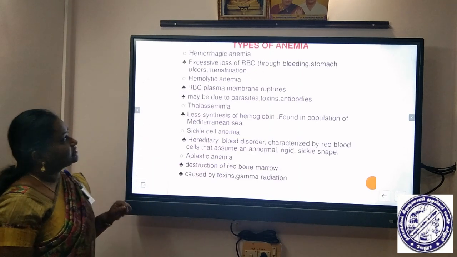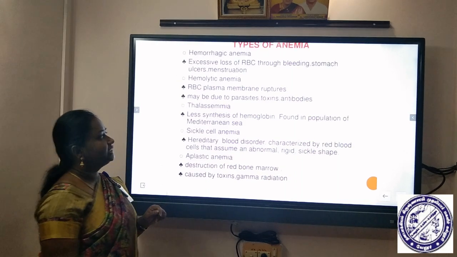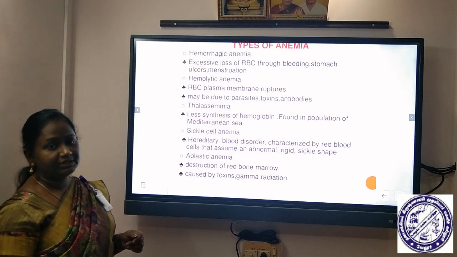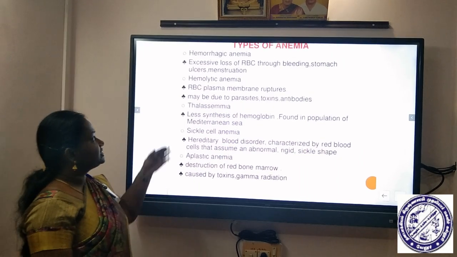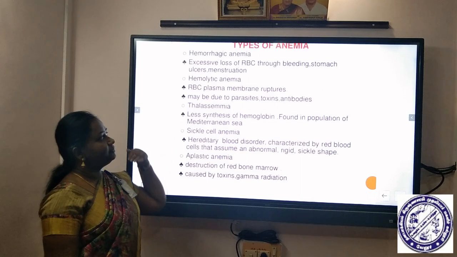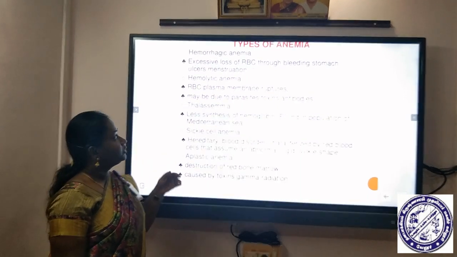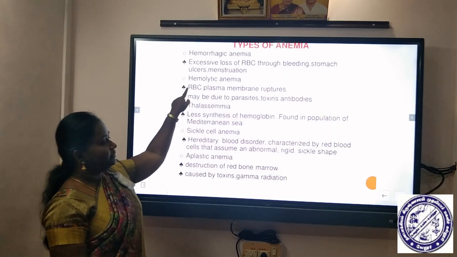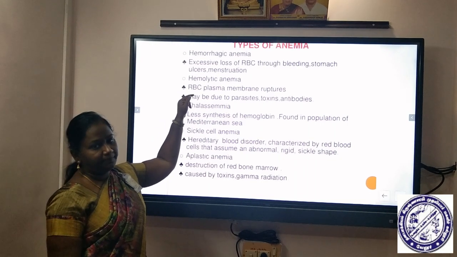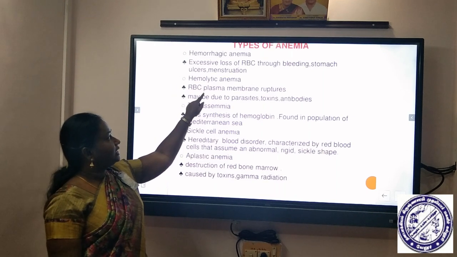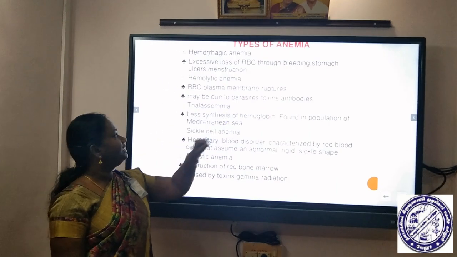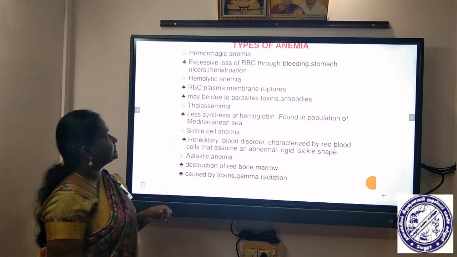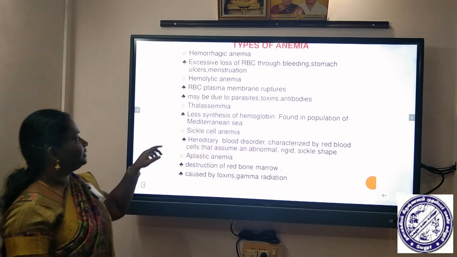Hemorrhagic anemia is the excessive loss of RBCs through bleeding. Okay, so bleeding from stomach ulcers, or due to the menstrual cycle. Due to the menstrual cycle, excess bleeding will be there, so there will be loss of hemoglobin, which leads to hemorrhagic anemia. And this hemolytic anemia: hemo is blood, lytic is breakdown of cells. So breakdown of blood cells leads to anemia. The RBC plasma membrane ruptures, leading to the hemolysis of blood cells, which leads to hemolytic anemia.